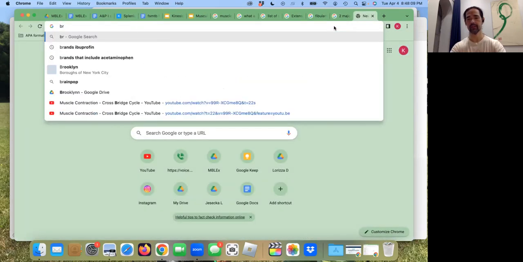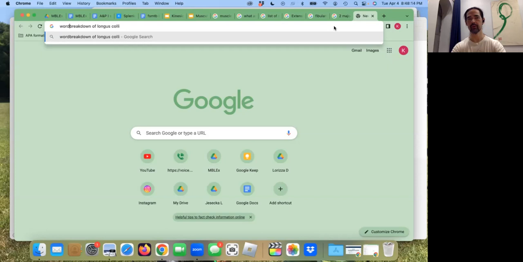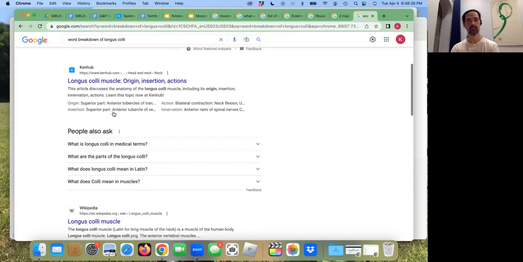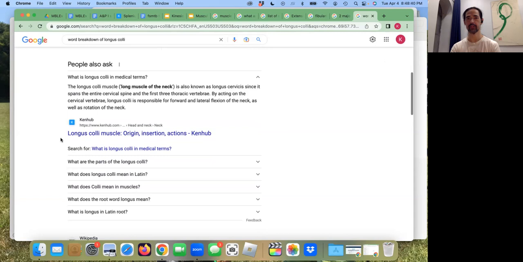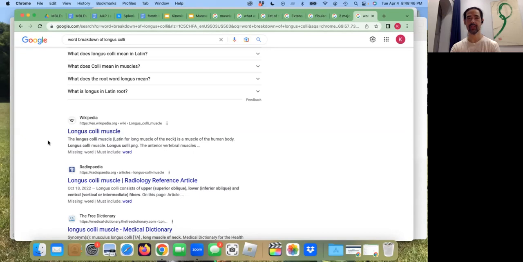Let's see if I got that breakdown of longus coli word breakdown. Remember, if you want to know what anything means, you type in the name of the muscle, in this case, and then word breakdown. Longus coli. Long muscle of the neck is known as the longus cervicis, since it spans the entire cervical spine and the first three thoracic vertebra. By acting on the cervical vertebra, the longus coli is responsible for forward and lateral flexion and rotation of the neck. Longus coli, Latin for long muscle of the neck. So coli must mean neck.